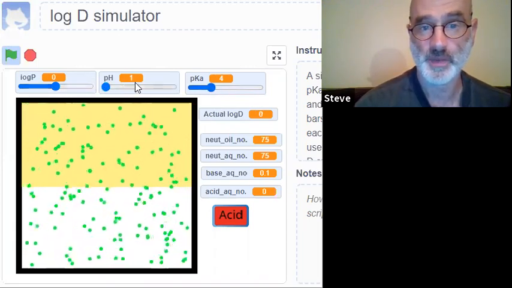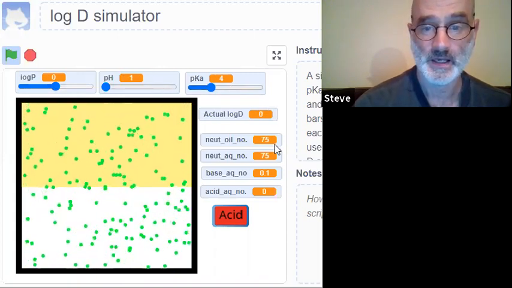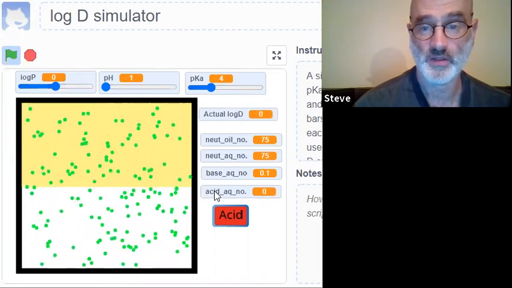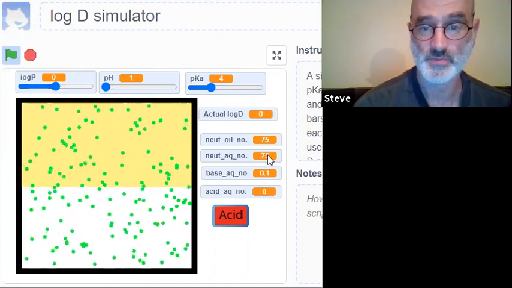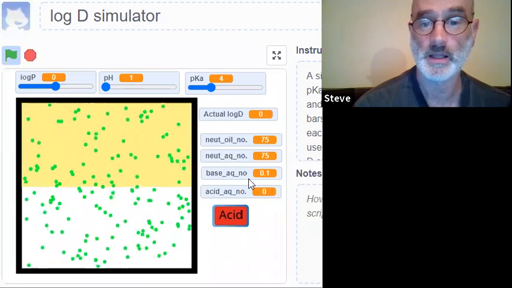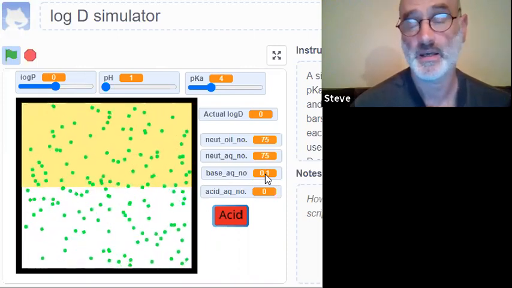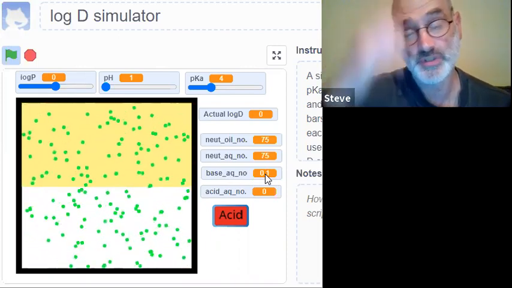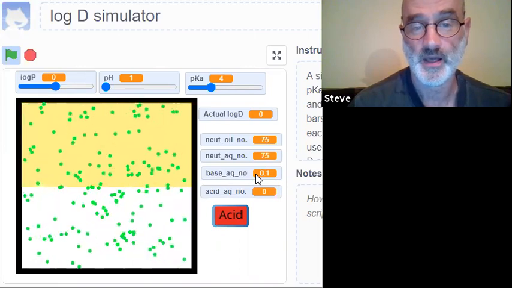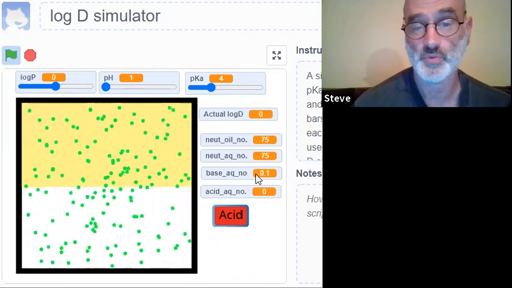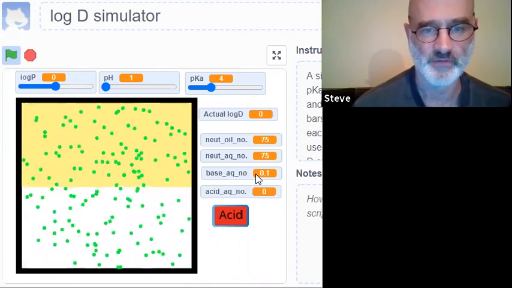You've got a slider for the log P of the neutral species, a slider for the pH, and a slider for the pKa as well. I've got counts here for the number of acid molecules, the number of neutral aqueous molecules, and the number of neutral oil molecules as well. For the number of base aqueous molecules, I've had to put a small value in there. I'm sure I could have coded it out if I really wanted to, but otherwise some of the equations would be divided by zero, and the interface just went all clunky after that.